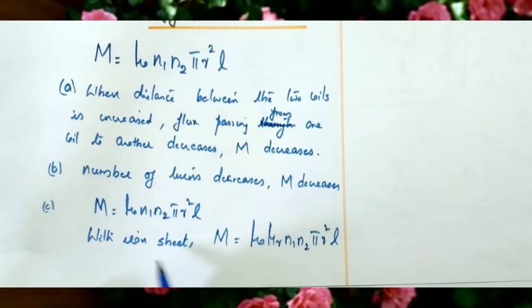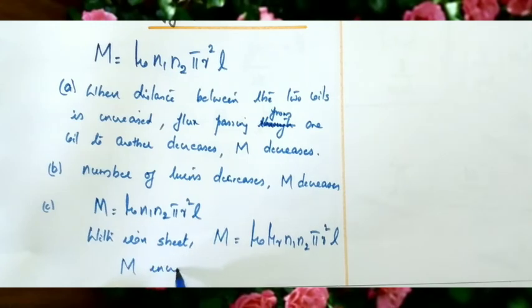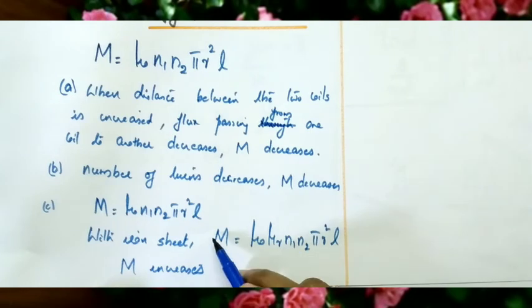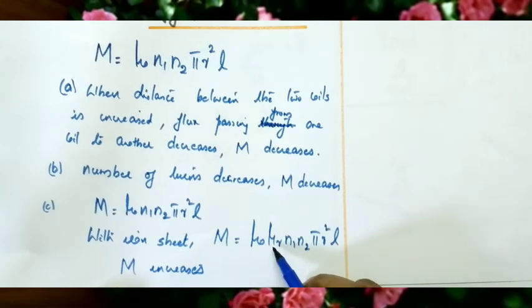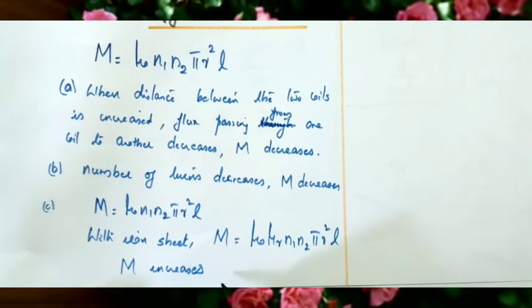So if an iron sheet is placed, what happens? Mu r increases and hence mutual inductance increases. This is the reason. When an iron sheet is placed, mutual inductance depends on mu r. It is directly proportional to mu r, and mu r is always greater than 1, and hence mutual inductance increases.